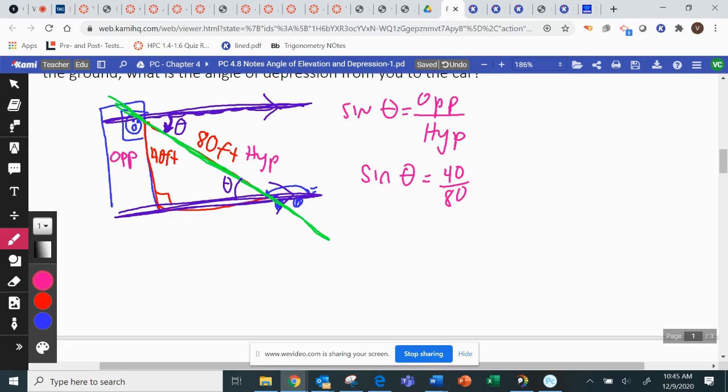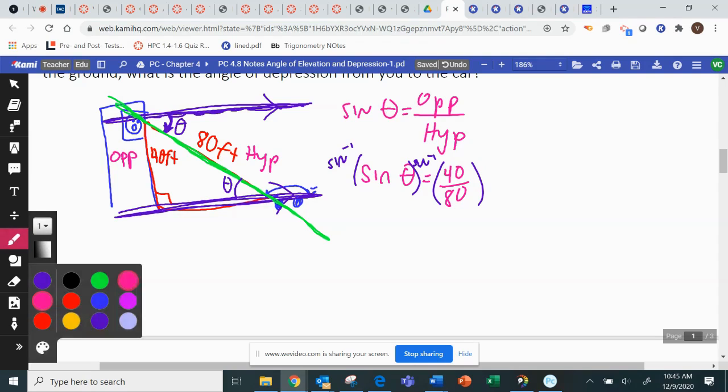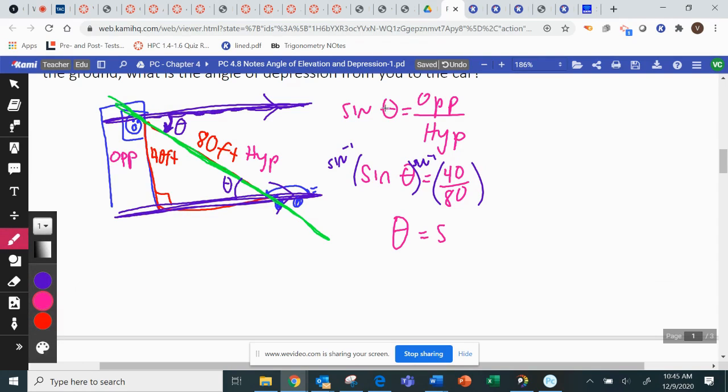So to get theta by itself, we have to undo sine. How do I undo sine? Inverse sine. Or arc sine. So we get theta equals sine inverse 40 over 80.